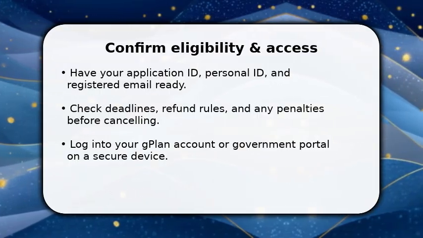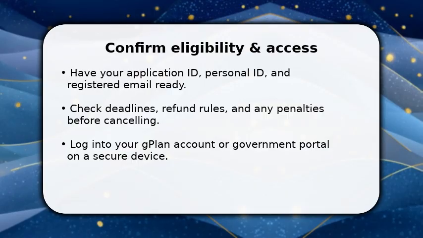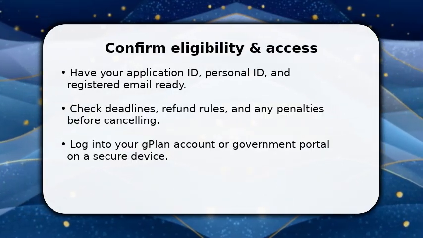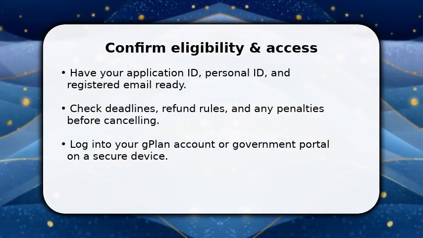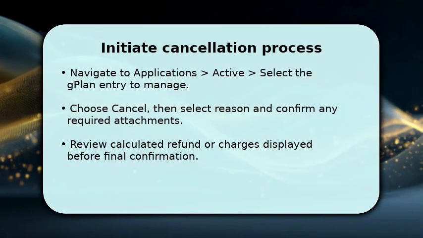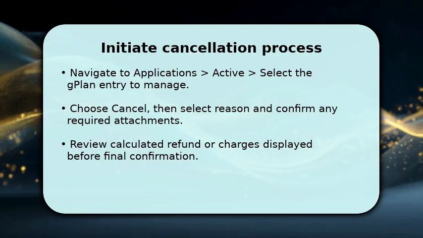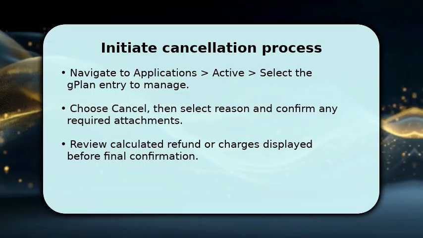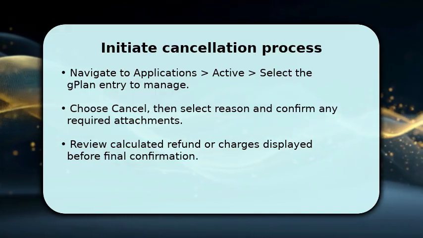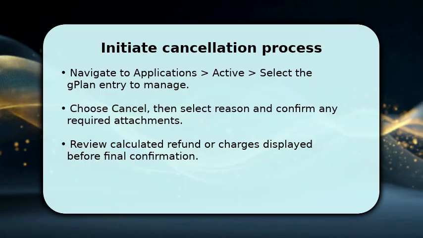Make sure you use a secure network to protect personal data, because cancellations often require identity verification, and you'll need to proceed without interruption. You now initiate the cancellation, go to Applications, pick the active Gplan entry, and select Cancel. When prompted, choose the precise reason and upload any required documentation. That explains why and speeds processing.